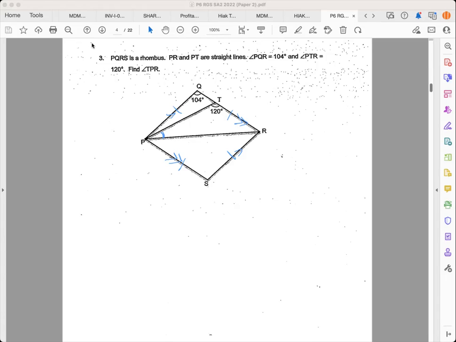Because this is a rhombus, this side is equal to this side. Therefore, triangle PQR is an isosceles triangle. So what I can do is if I use 180 minus 104, I will get 76 degrees, and 76 degrees divided by 2, I'll get the base angle of the isosceles triangle, which is 38. So this is 38 degrees.